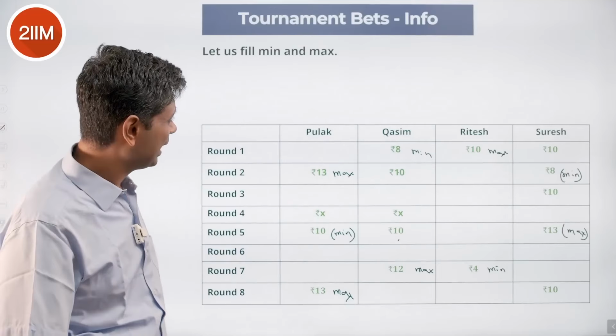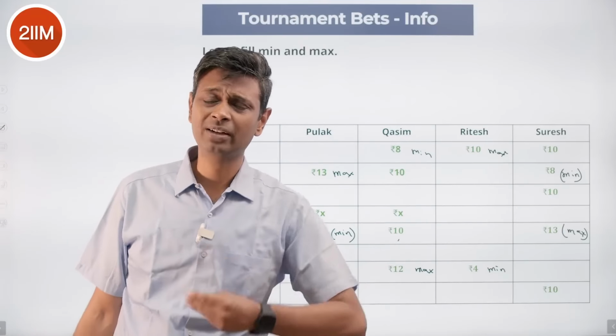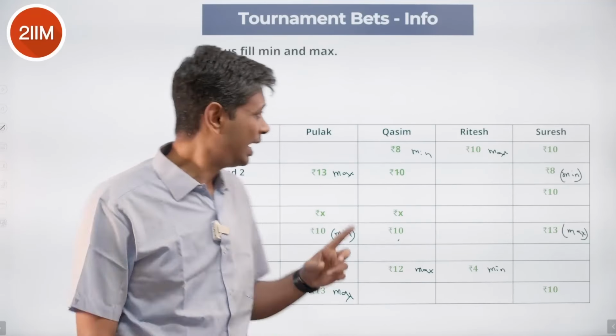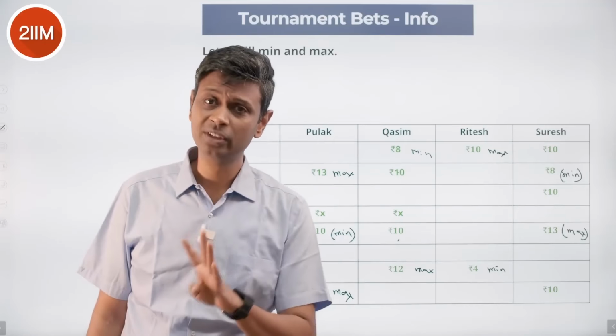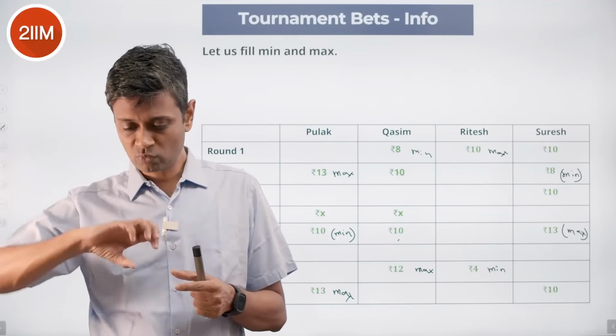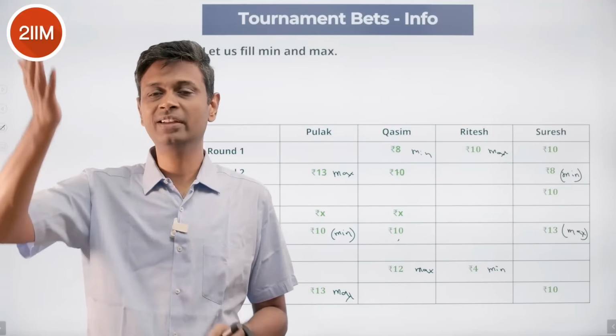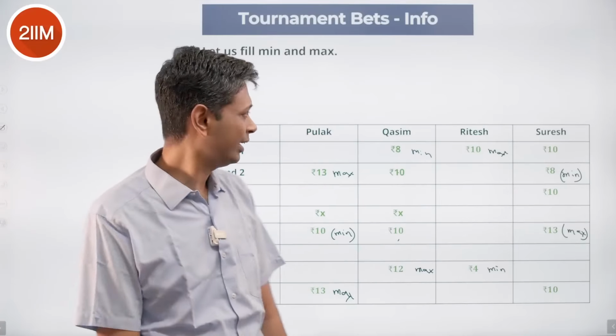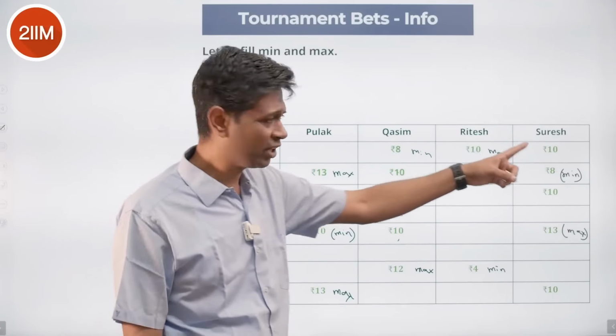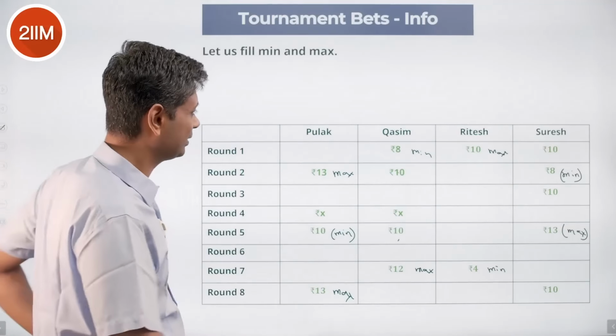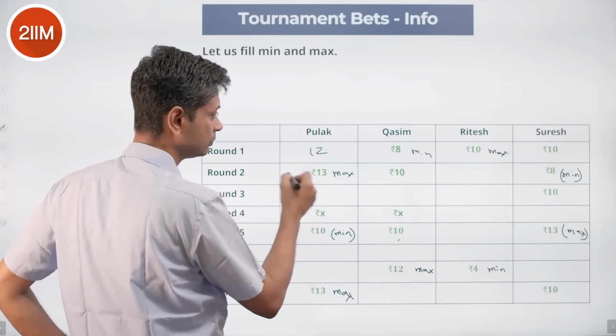Right. At each round, at the beginning, each of them had 10, 10, 10, 10. At each round, the total should be the same 40. Why? Money goes from one person to another. If one case increases, another case decreases. Total should be 40. Using that, we can say 10 plus 10, 20, 28. This is 12.